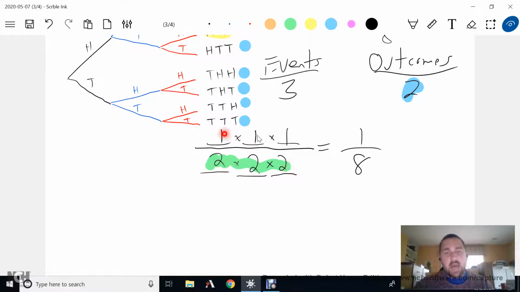The numerators happen to be all 1s, but we still used it there. We had 3 blanks in the numerator, 3 blanks in the denominator. This was the total number of outcomes, and this was the number of ways that we can satisfy the condition of getting a heads, okay?